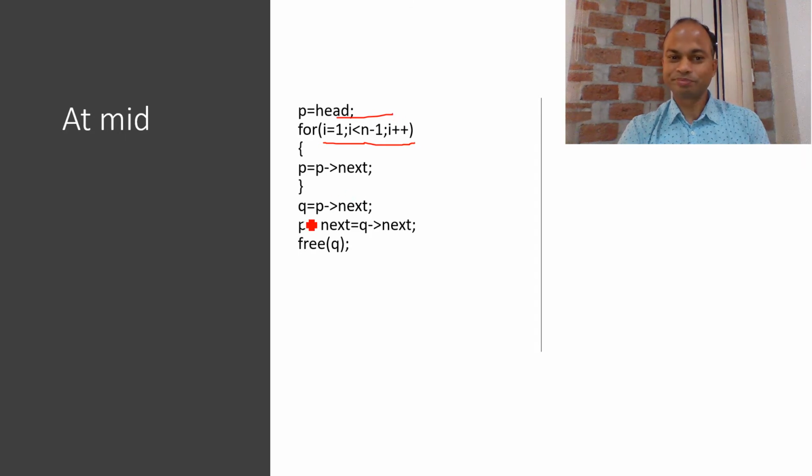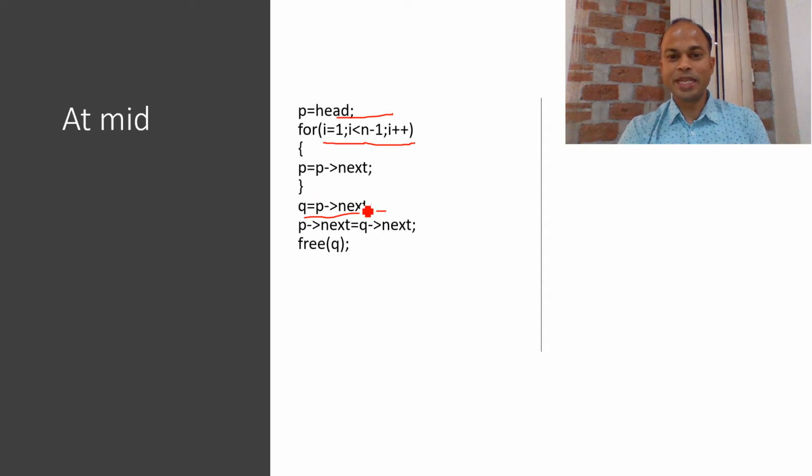And now Q equals P arrow next. Now Q contains the address of the second node, as P contains the address of the first node. The next part of the first node means the address of the second node. The address of the second node is being copied into the pointer Q.